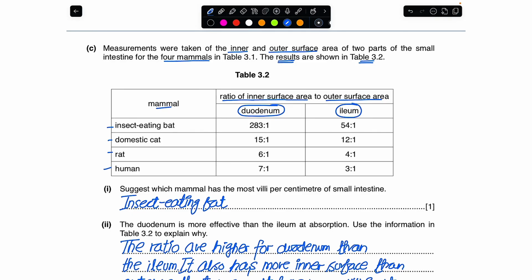For 1 mark, the examiner is asking to suggest which mammal has the most villi per centimeter of the small intestine, and you see that the highest value is for the duodenum of the insect-eating bat. So it would have more villi per centimeter, because as the surface area increases, more villi would be packed in the duodenum of the insect-eating bat.